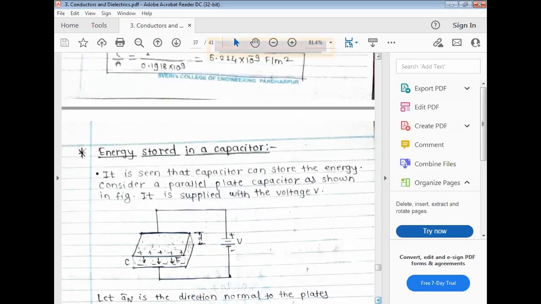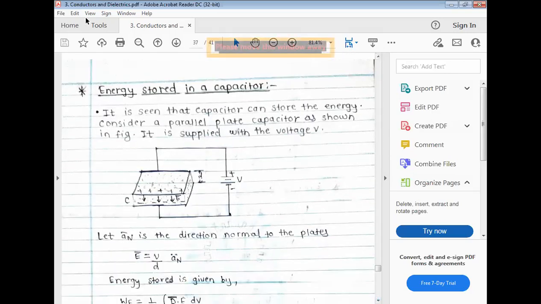Okay. Now the next point is, did you understand? Yes or no? Hello? Did you understand? Roll number 9, Mohini.